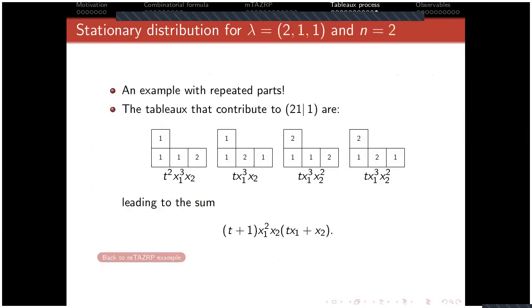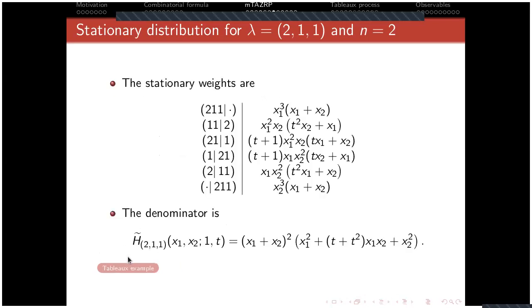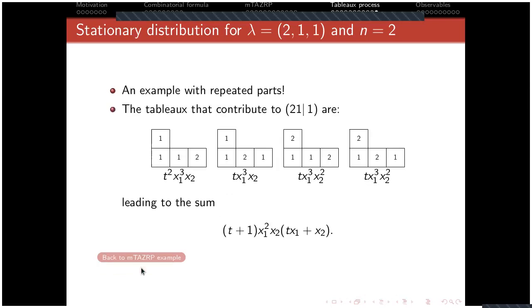Okay. So this was the case for 2, 1, 1. So these are the 4 tableaux, and these are their weights, and if you sum it, this leads to this sum. And if I go back here, this is exactly this sum. Okay.